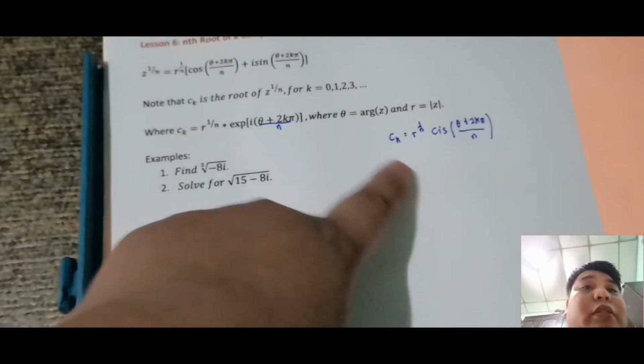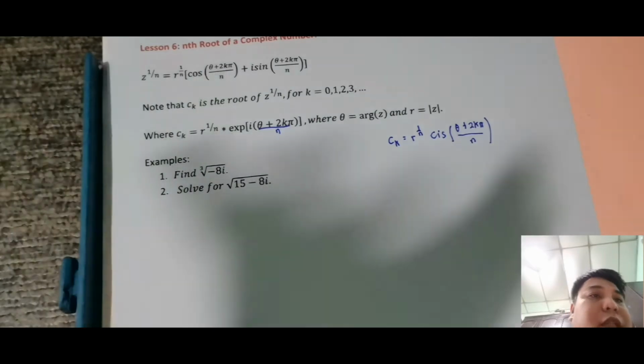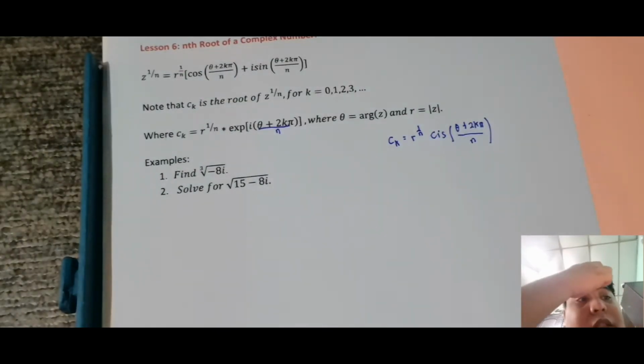So, at least it's more convenient to use this. So, if you get confused with the exponential form, just use this. That is convenient. That is cosine plus i sine. So, that's better, I think.